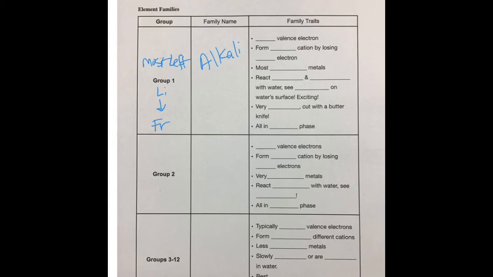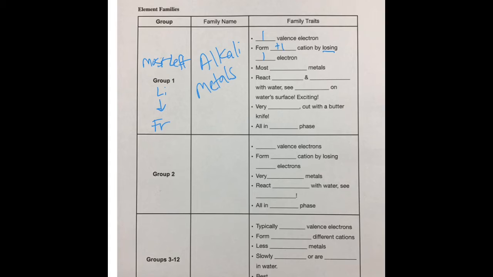So alkali metals. If you take a look at the periodic table, each alkali metal has one valence electron, and these atoms, when they go to form a compound, they tend to form a +1 cation, so an ion with a +1 charge, and they achieve this by losing one electron.